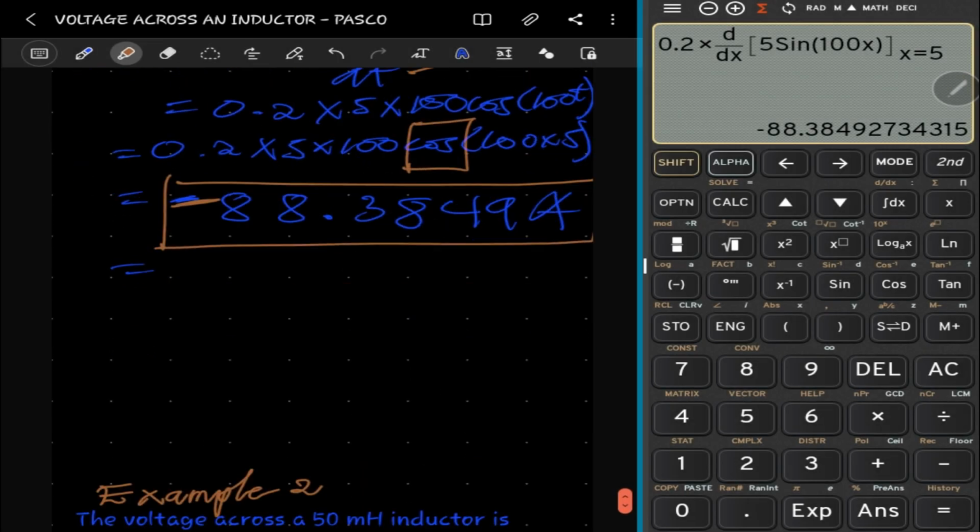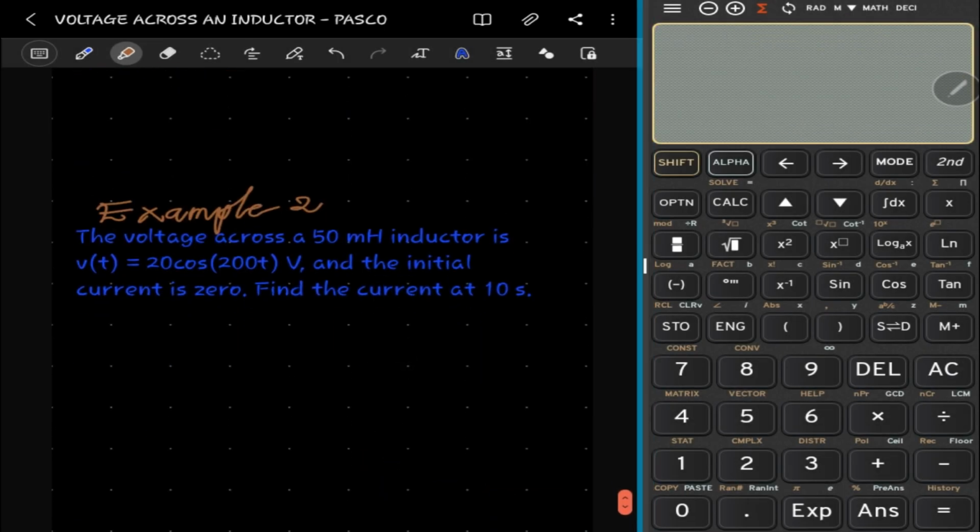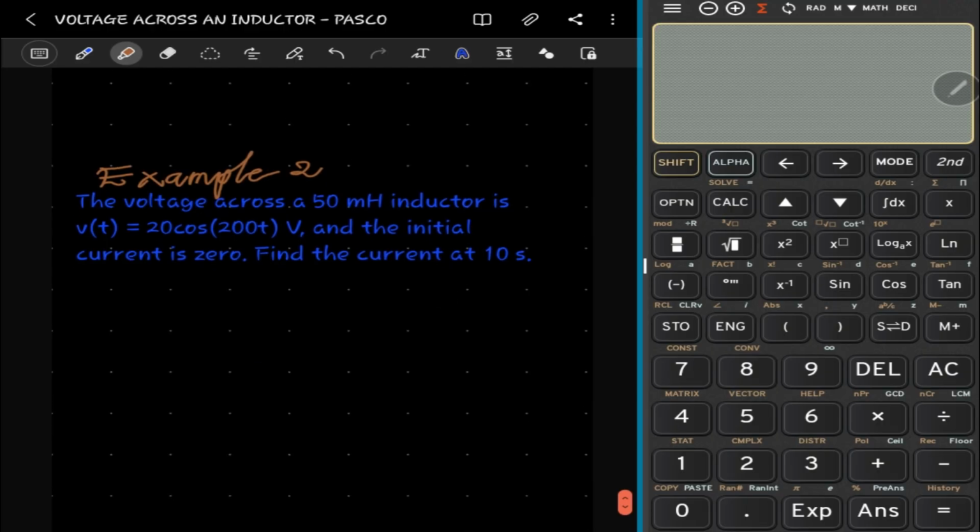So now we will try another example. This one says that the voltage across a 50 millihenry inductor is this, and the initial current is 0. We are supposed to find the current at 10 seconds, right? So this is what it means.